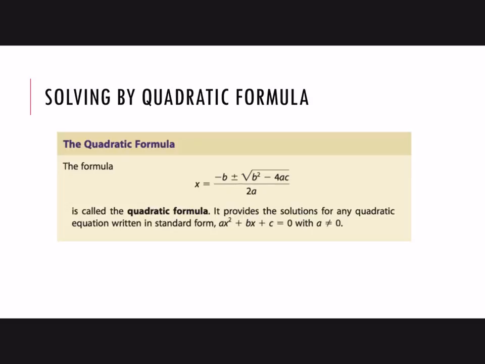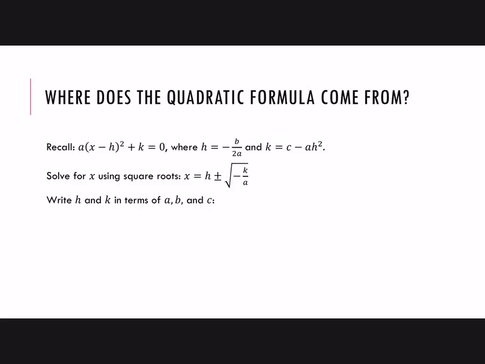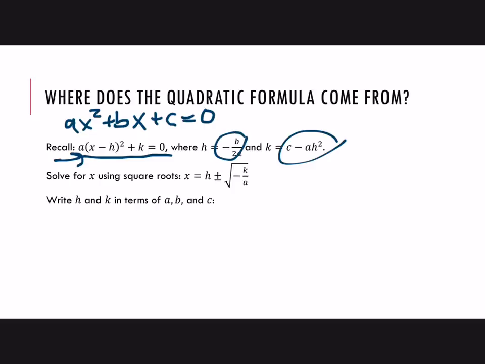Alright, so first let's see where this formula comes from. If we looked at the quadratic equation in vertex form, remember that we can switch back and forth between standard and vertex. So if we're looking at ax squared plus bx plus c equals 0 and we want the solutions of that, there's no problem to look at it in a different form. We also know that we have two formulas for h and k. h is negative b over 2a, and k is c minus ah squared.